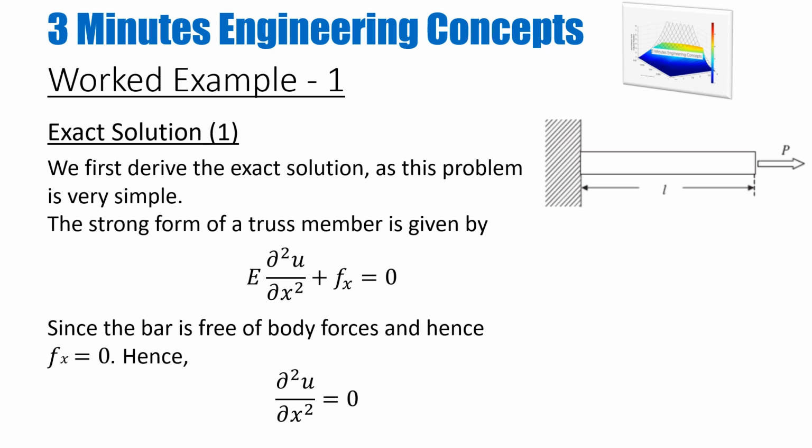So the strong form of a truss member is given by this relationship here, where Fx is the surface forces, u is the displacement, x is the longitudinal direction, and E is the Young's modulus. Since the bar is free of body forces, we can assume that Fx is 0. There is no mention of gravity or anything, so we can assume it to be 0. And this gives us a simple relationship: the second order derivative of u with respect to x, the longitudinal direction coordinate, should be equal to 0. So it's just this term equals 0. You take E as a constant, it goes on the other side and becomes 0.